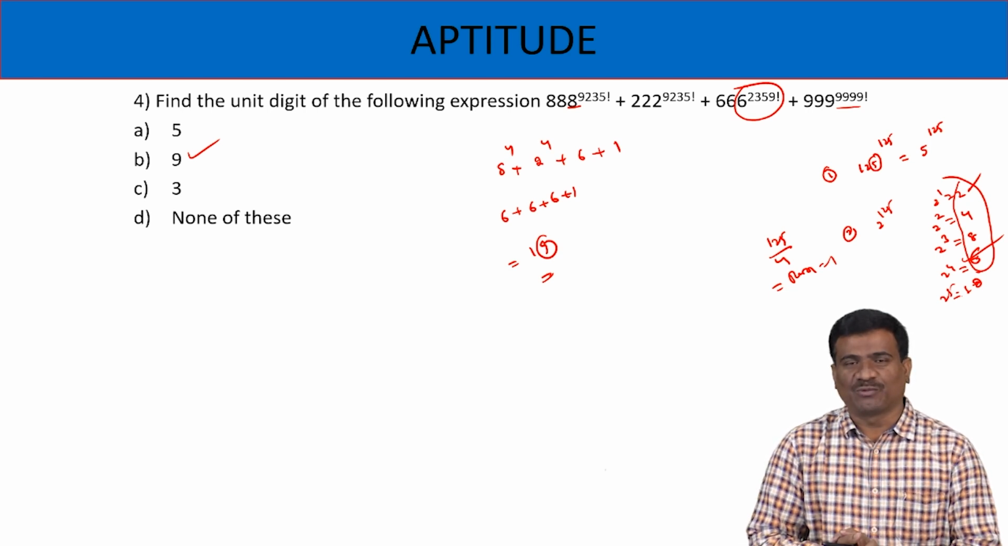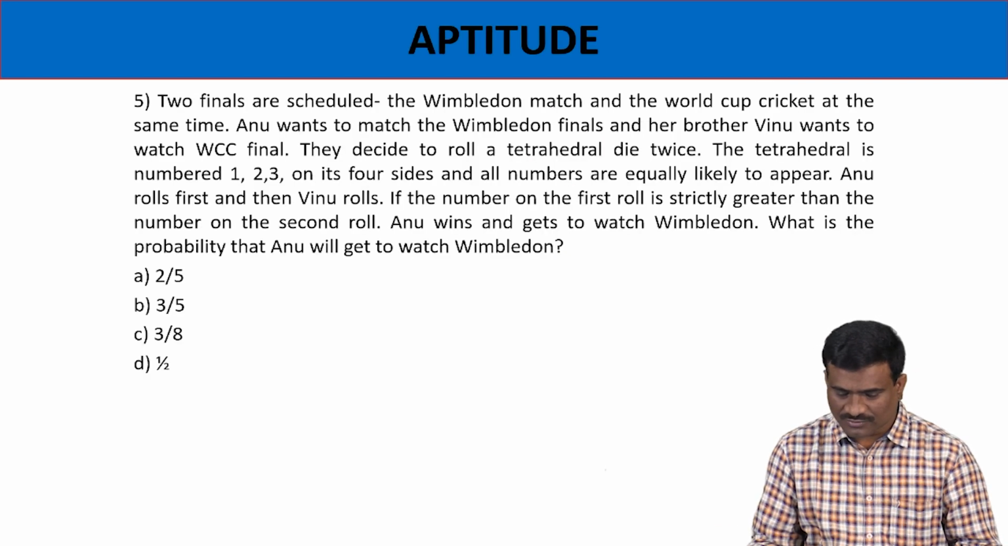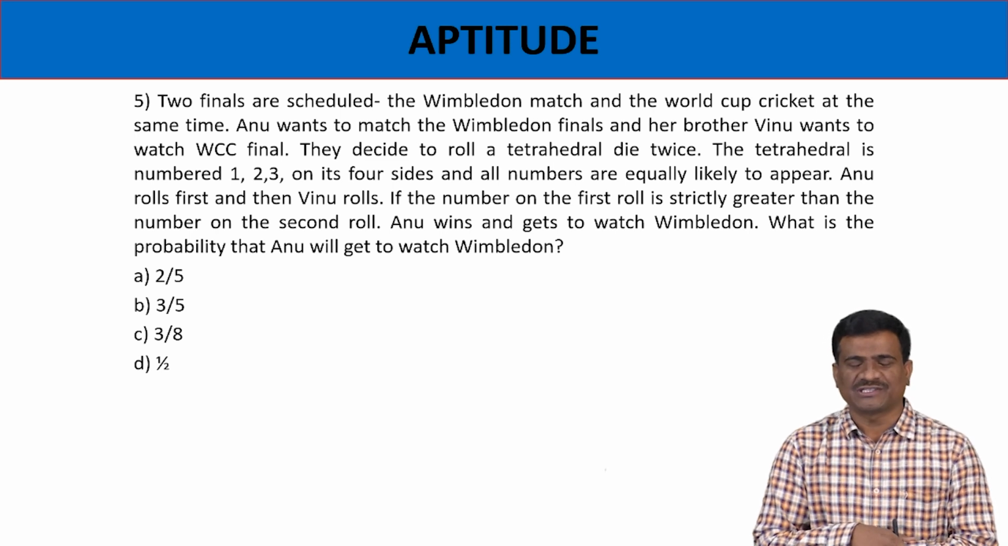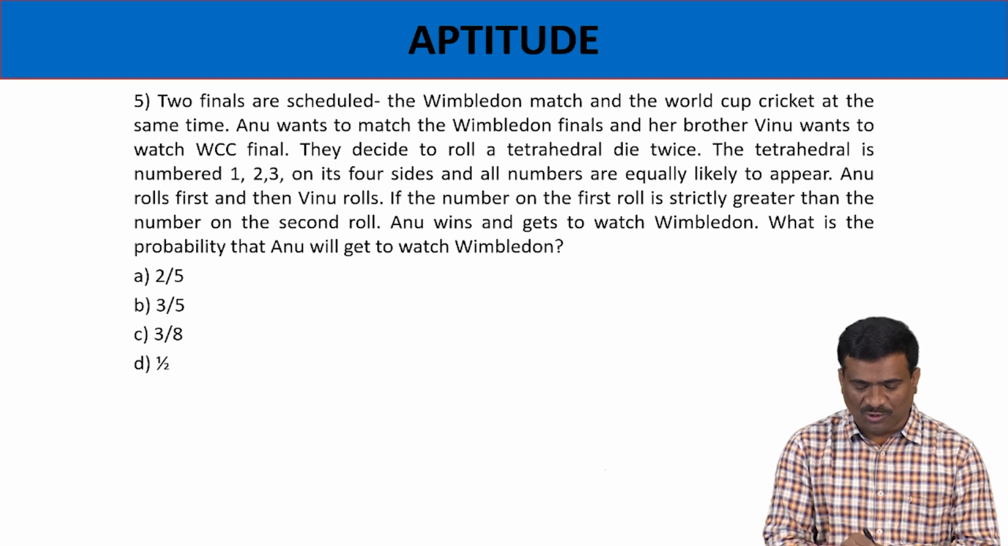A fourth example, unit digit concept. Next, fifth example: permutations, combinations and probability. Here we want to calculate only probability.